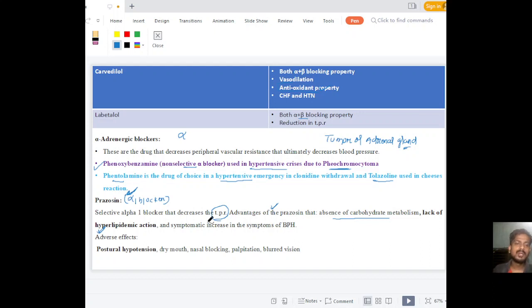If we talk about its adverse reactions, postural hypotension is the most important. It is also known as the first dose phenomenon. When you administer this drug for the first time, there is a severe fall in blood pressure due to change in posture, called postural hypotension. Dry mouth, nasal blocking, palpitation and blurred vision are the important side effects associated with this.